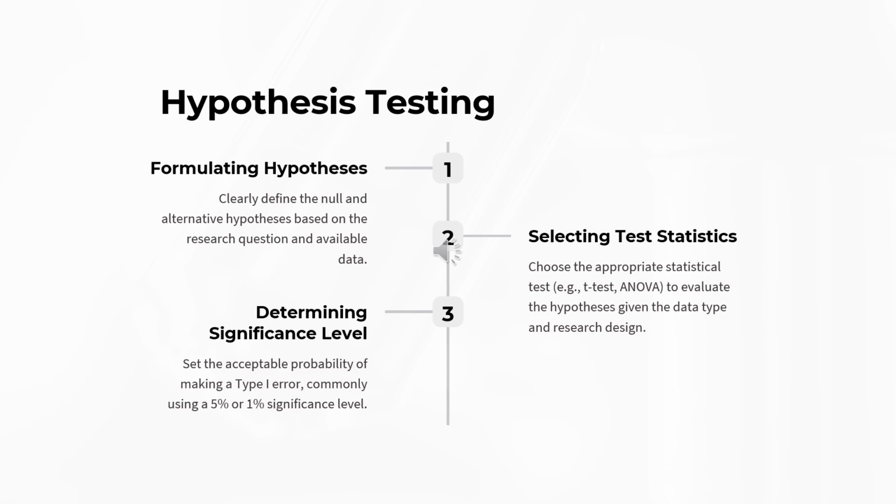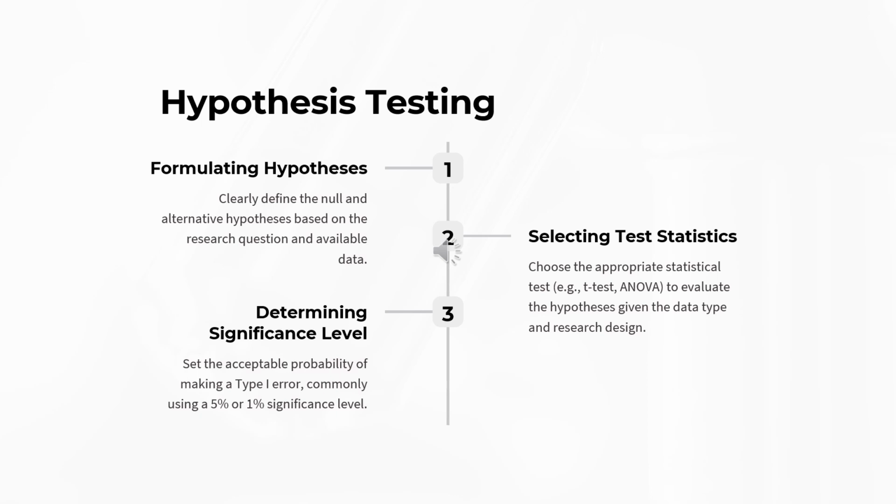Second is selecting the test statistics. Next, we choose the appropriate statistical test, such as a t-test or ANOVA, based on the data type or the research design. For example, a t-test is used to compare means between two groups, while ANOVA is used for comparing means across multiple groups, one-way ANOVA, two-way ANOVA, like that.